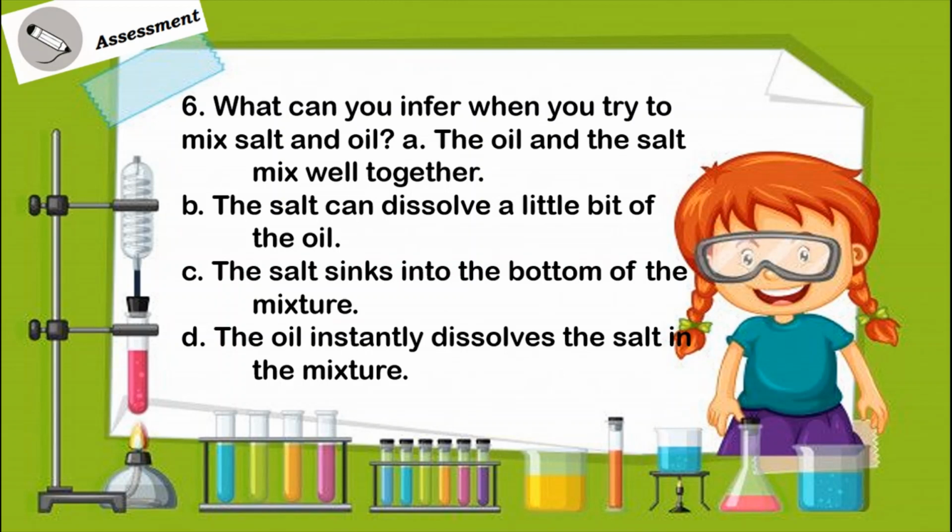Okay, number 6. What can you infer when you try to mix salt and oil? A, the oil and the salt mix well together. B, the salt can dissolve a little bit of the oil. Letter C, the salt sinks into the bottom of the mixture. D, the oil instantly dissolve the salt in the mixture. Answer is letter C, the salt sinks into the bottom of the mixture.